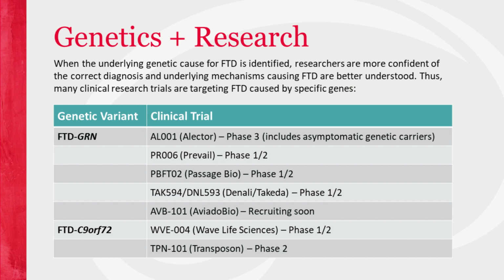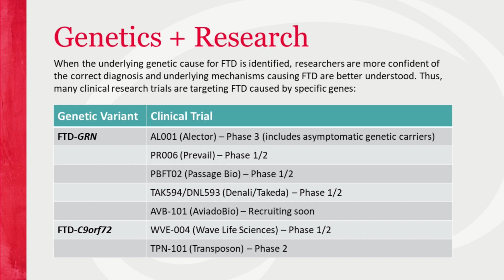While there are ongoing trials for sporadic FTD, when the underlying genetic cause for FTD is identified, such as protein accumulation caused by a genetic variant, not only are researchers more confident of the correct diagnosis, but the underlying mechanisms causing FTD are better understood. Thus, many current clinical research trials are targeting genetic FTD. Because these trials are targeting the underlying cause of the symptoms, there is the potential to stop or slow the progression of the disease itself.